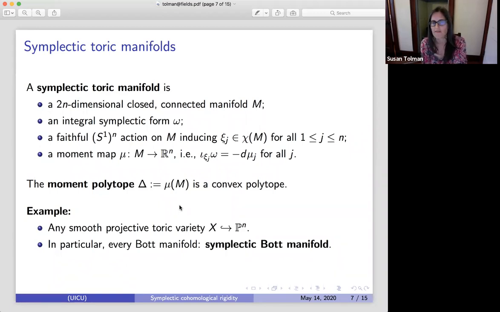And then I want to have a faithful (S1)^n action on M. And I'm going to call the vector field induced by the jth S1 Cj.